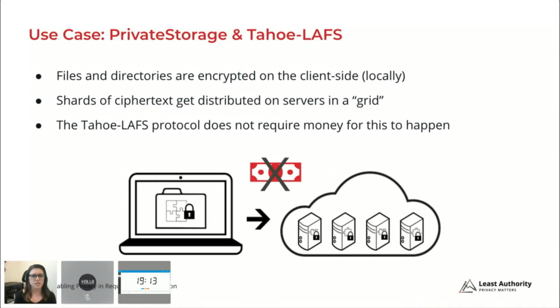And so the shards of ciphertext then get distributed on servers in a grid. I guess I should add that once the data is encrypted, it becomes ciphertext, and then that ciphertext is cut up into shards. I shouldn't say cut, shards are created, and then it gets distributed on servers, and the collection of servers that are designated to receive that data is referred to as a grid in Tahoe LAFS, and the Tahoe LAFS protocol does not require money for this to happen. So this kind of product idea with the exchange of money isn't baked into the Tahoe LAFS protocol on its own.